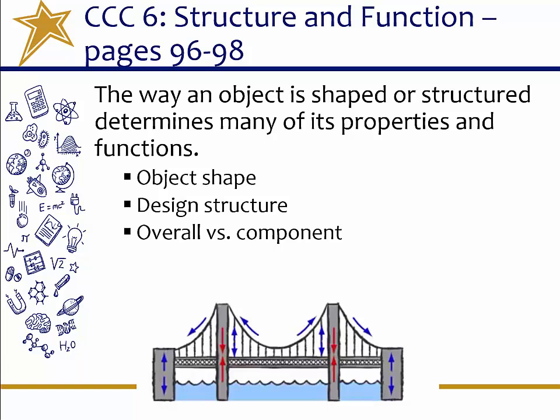The sixth cross-cutting concept is structure and function. The way an object is shaped or structured determines many of its properties and functions. Often, biology courses have an entire chapter or unit just about structure and function, but this concept is integral to all areas of science. Think of the structural changes to atoms between elements and the impact that has on the properties of the substance. Or, think about the structure of something like the bridge shown here that determines its function.